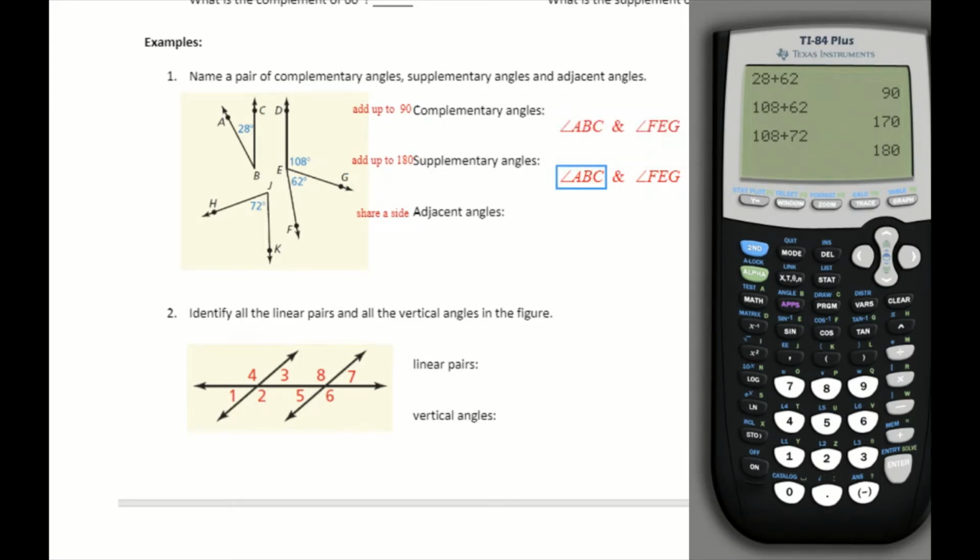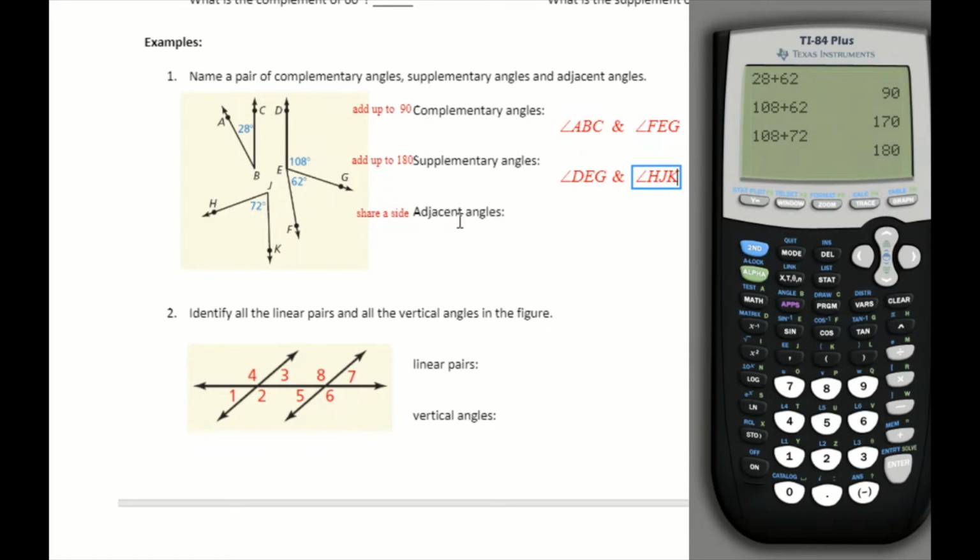So we're looking for the 108 and the 72. The 108 we could either call DEG or GED. I just like going in alphabetical order, but it doesn't really matter. Again, make sure your vertex is in the middle. Make sure this E is the middle letter. So DEG is one of them. And then the other one is the 72, which is this one down over here. We could call it HJK or KJH. I'm just going to call it HJK.